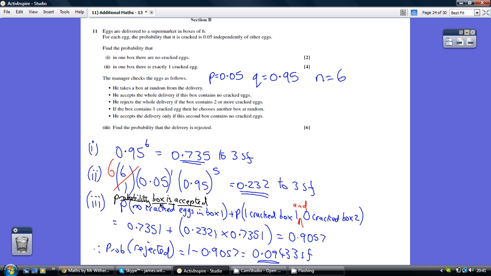Now we want this one or this. This is both the probabilities of it being accepted, so we add these two probabilities together, giving us 0.9057. Now the question requires the probability the delivery is rejected, so that's 1 minus the probability that the box is accepted, so 1 minus 0.9057, which is 0.0943 to 3 sig figs.